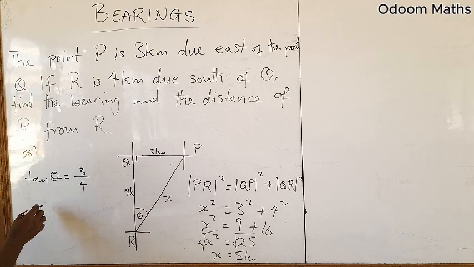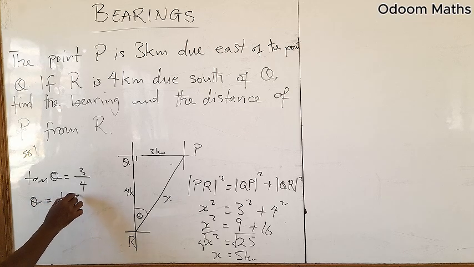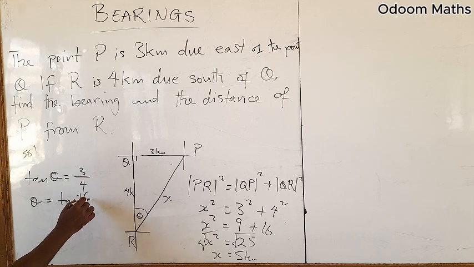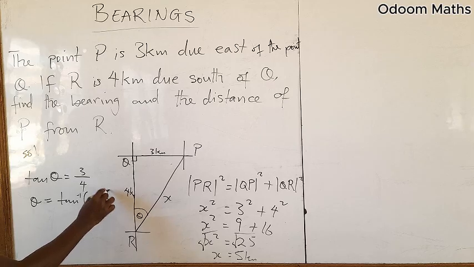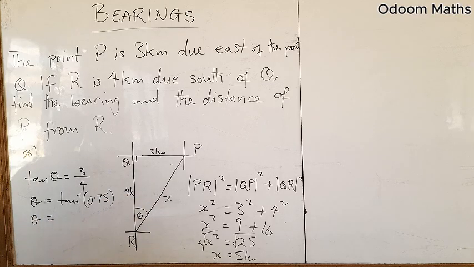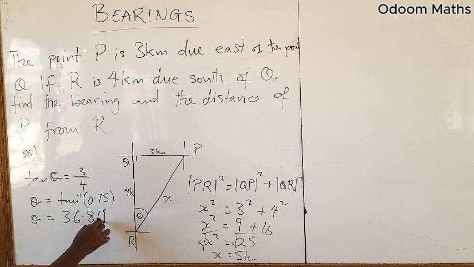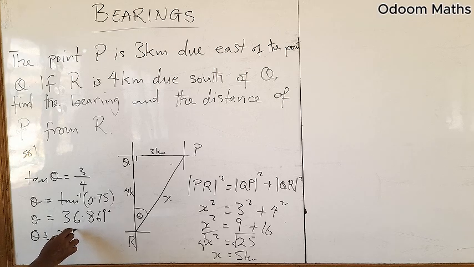So we are finding the angle. So theta is equal to tan inverse of, this is going to give me 0.75. So tan inverse of 0.75 becomes 36.869 degrees. So we can say that theta is approximately 37 degrees.